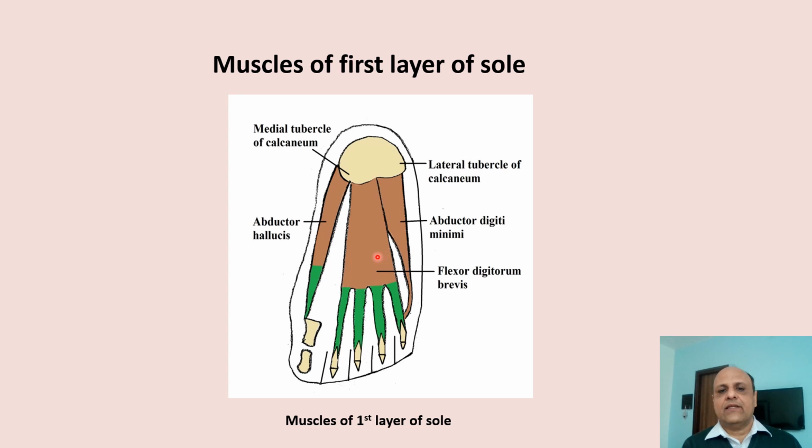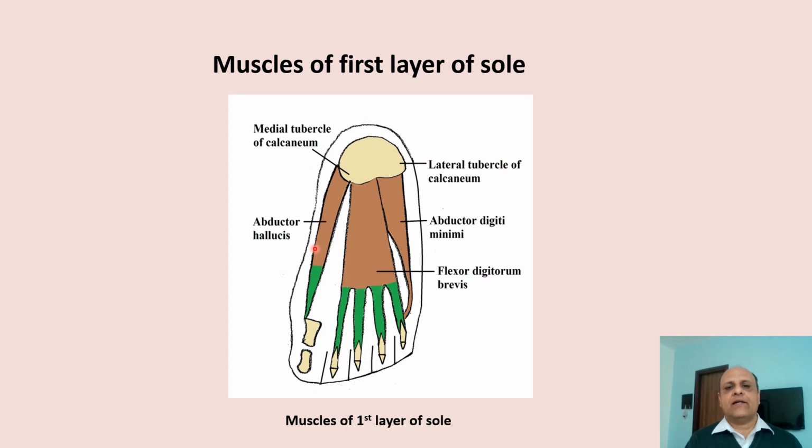Along with it, it also contains another muscle, that is the flexor digitorum brevis. So this is the second muscle of the first layer, flexor digitorum brevis. Once again I repeat, the first layer is the layer of abductors of the big and small toe. The muscles are abductor hallucis and abductor digiti minimi, and then the first layer also contains flexor digitorum brevis. Now let us do these muscles one by one.